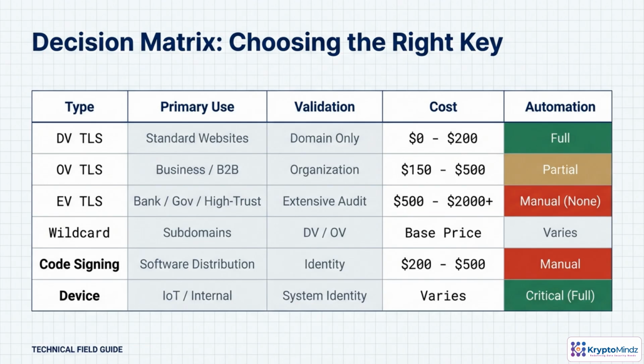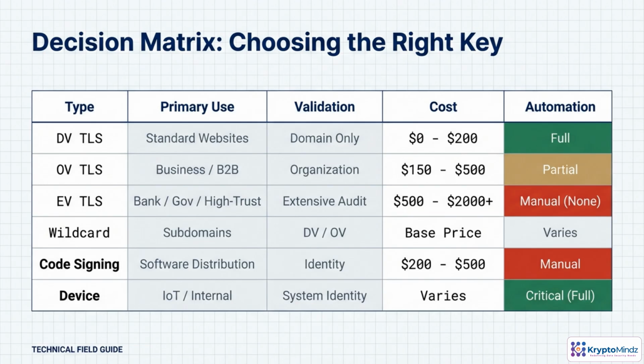For banks, governments, or very high-trust use cases, extended validation, or EV, goes even further with extensive audits. These are expensive and typically renewed through manual processes, but they provide the strongest identity assurance. Wildcard certificates are attractive for covering many subdomains, but they concentrate risk in a single private key, so governance and monitoring must be tighter.